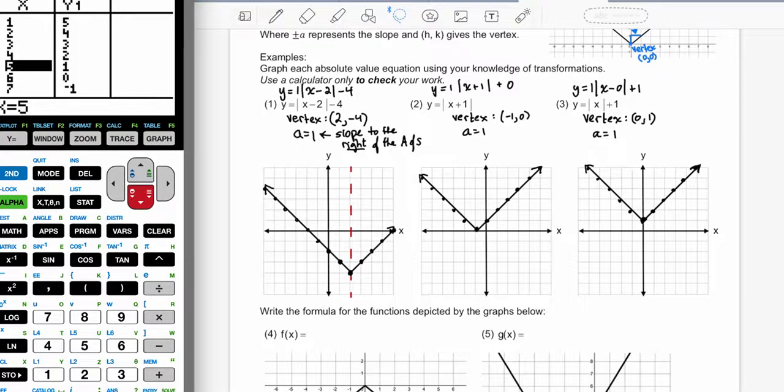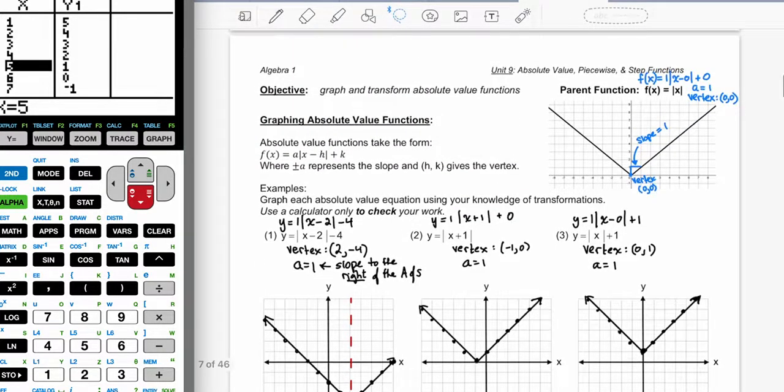The buttons that you press on the calculator to get you to the absolute value function would be alpha, window, 1, or math, num, 1.